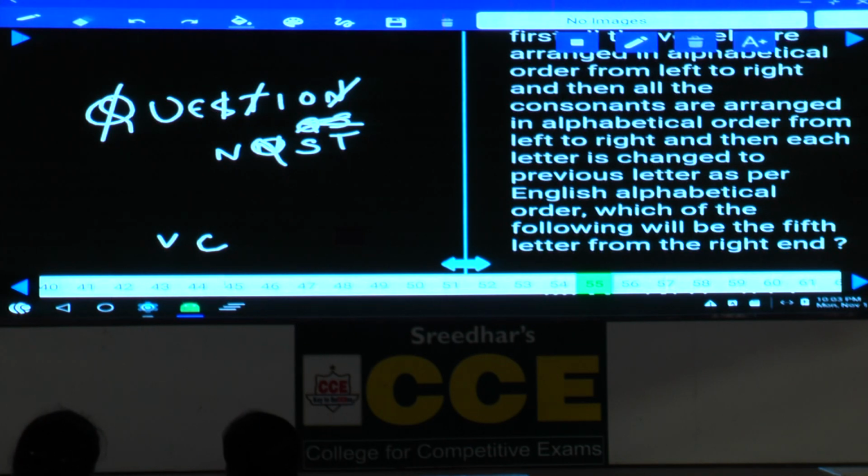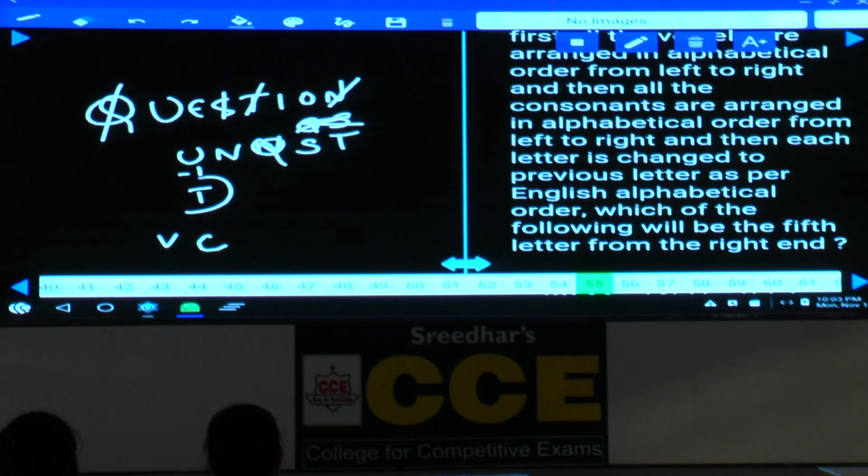We have only 4 consonants, all the remaining are vowels. Now in this vowel, which vowel comes at this place? U. Hence the fifth letter from the right hand side is U. Now what happened to these letters? Minus 1. U minus 1, what is your answer here? T is the answer.